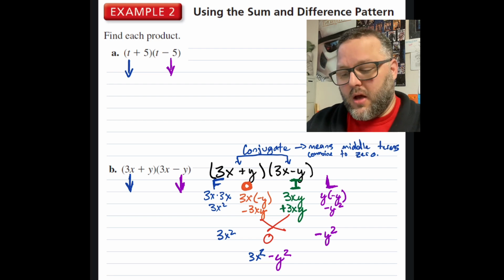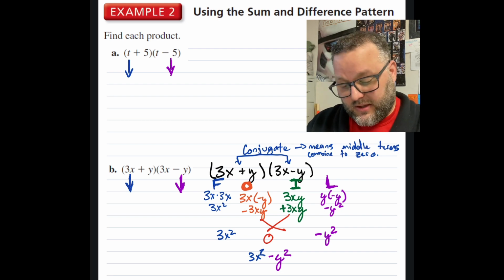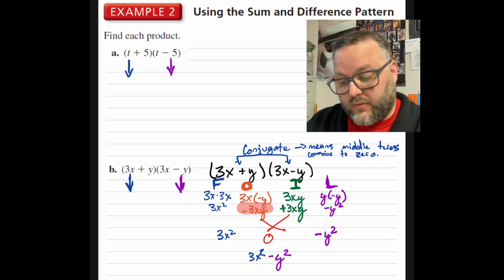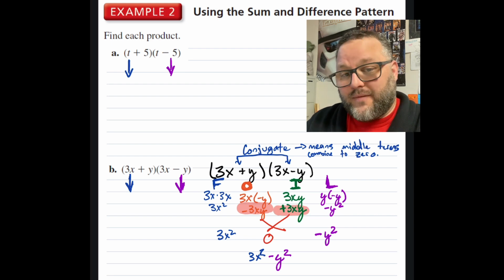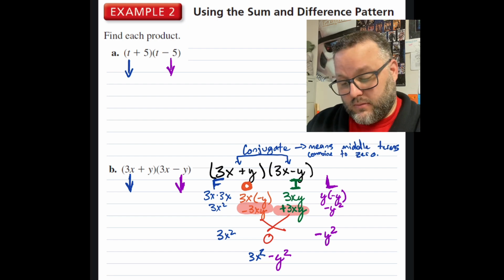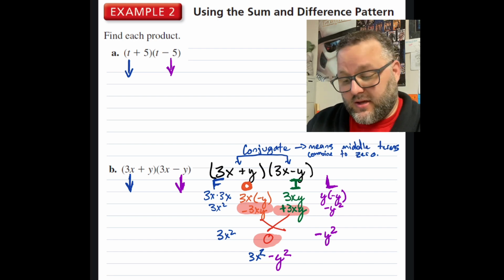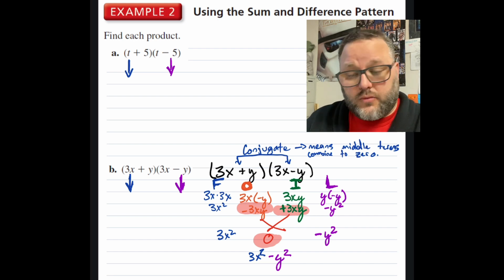When that happens, we have the same first term, the same last term in both polynomials, but opposite operations. It's a conjugate. What happens is that middle part that we multiplied by 2 on the last example actually cancels out to be 0, and we can actually see that right here. Our outer becomes negative 3xy, and our inner becomes positive 3xy. We have opposite terms, so they actually sum to 0, as it indicates here. And if we have plus or minus 0, it doesn't change anything, so it just drops off because we're not going to write it.